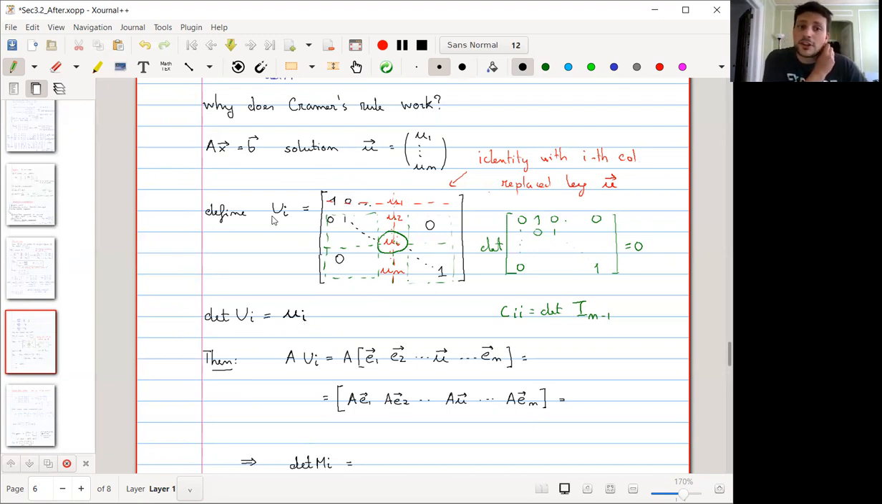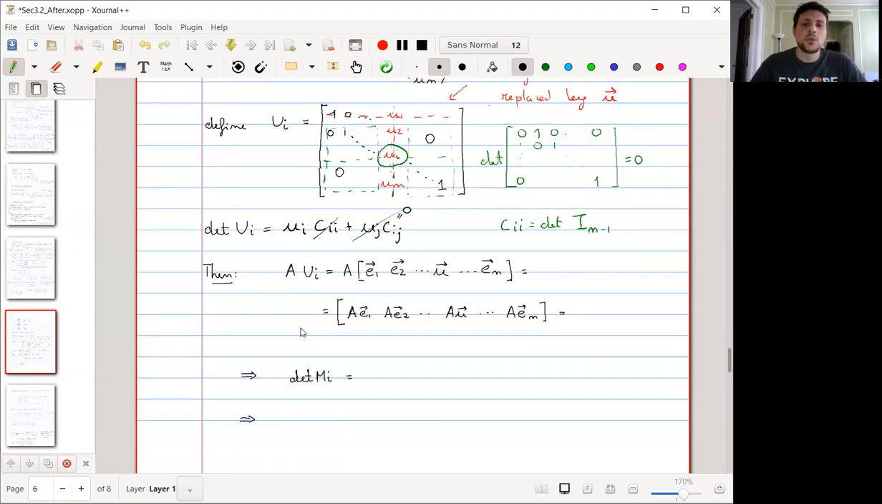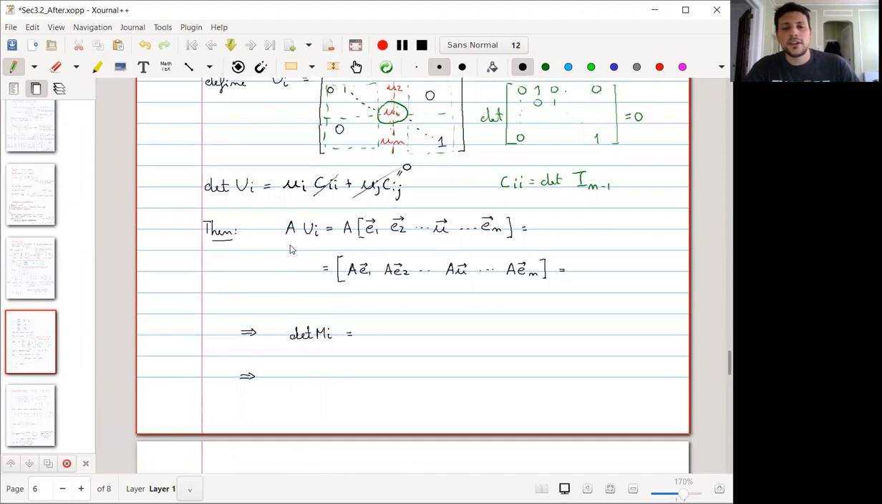The determinant of this matrix UI is in fact going to be just the entry ui, because when I take all of my cofactors, the only one that survives is ui times CII, and then I have all of the others, uj times CIJ, but all of these are 0. And CII is the determinant of an identity matrix, so this will be a plus 1. The determinant of UI is little ui, so let's use that fact and set up the following thing.